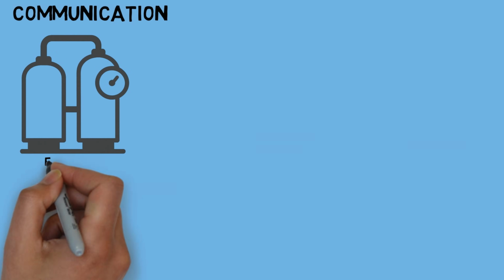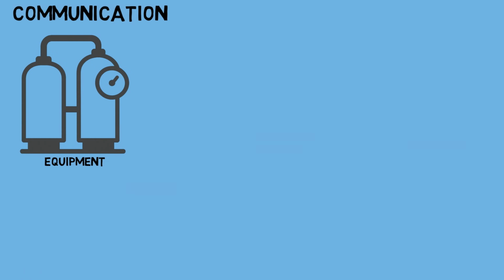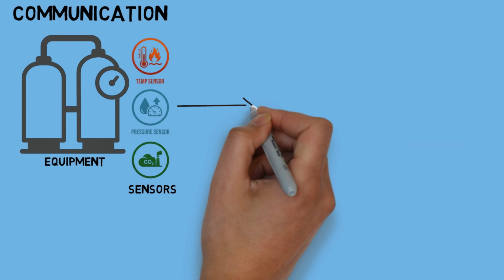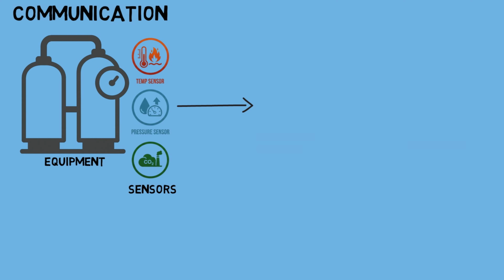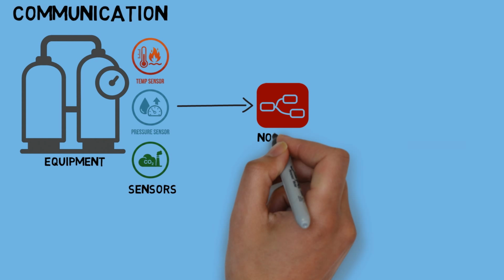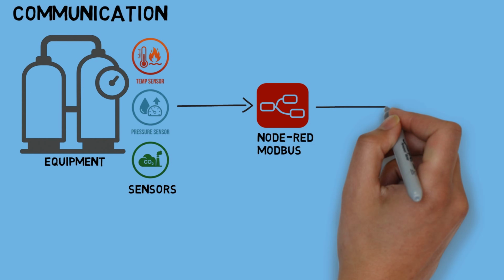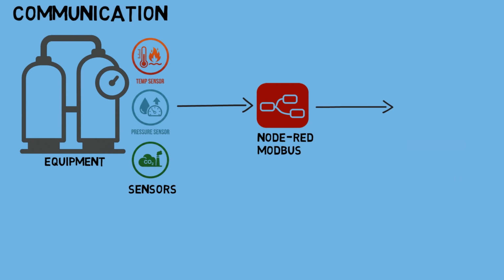Here is the communication architecture used to build this system. First, each piece of equipment is equipped with several sensors to measure critical parameters that need to be monitored. In this example, I use Modbus communication for each sensor. The data from Modbus is then read by Node-RED and stored in a database. In this video, I am using a PostgreSQL database. In addition, the data is also visualized using the Node-RED dashboard.